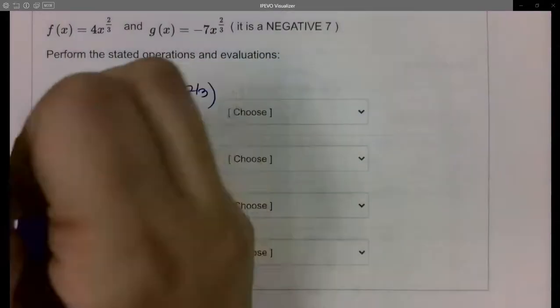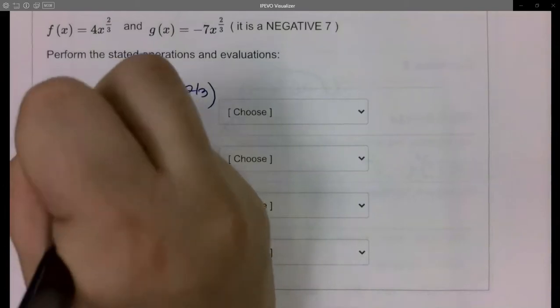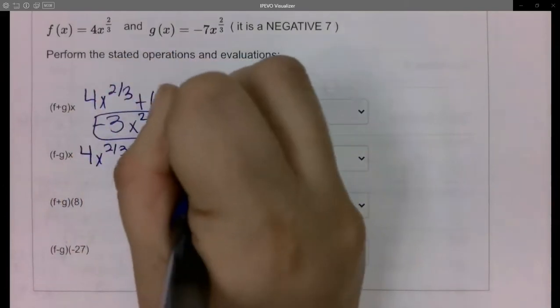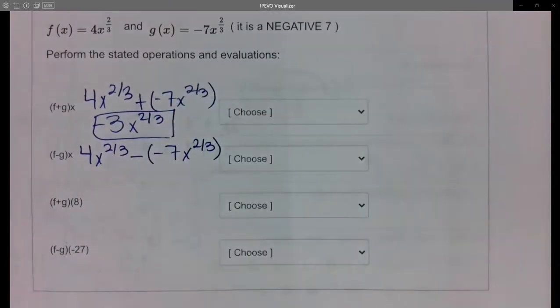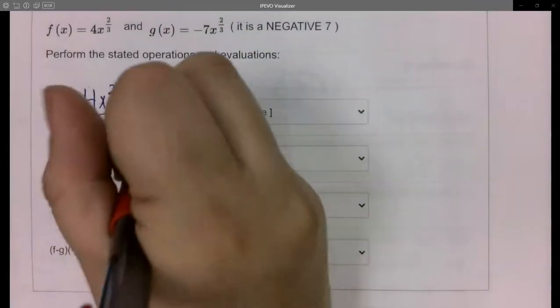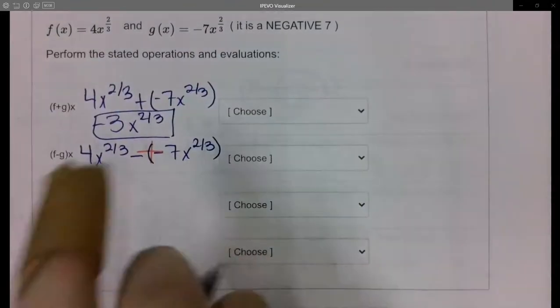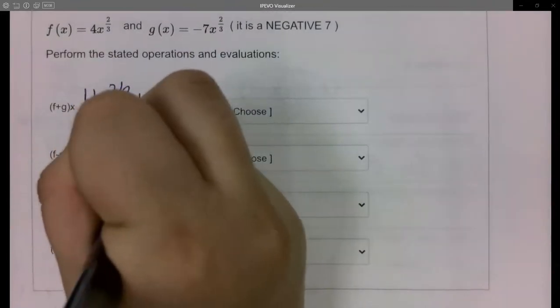Then I have the subtraction problem. So I take the two functions and I subtract them. When I have a double negative here, I want to go ahead and add them. So really I have 4 plus 7, which will give me 11x to the 2/3.